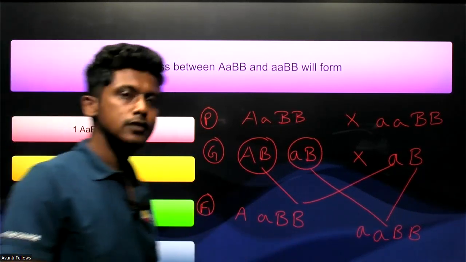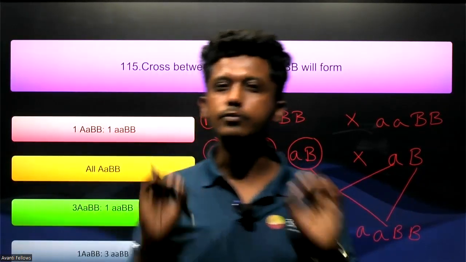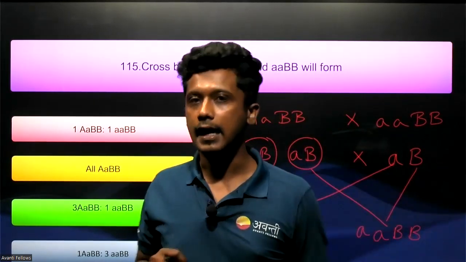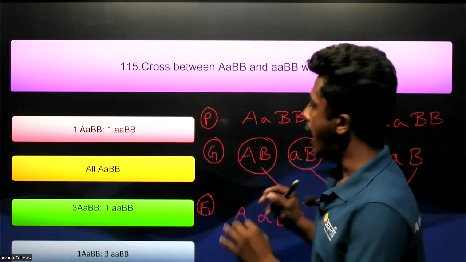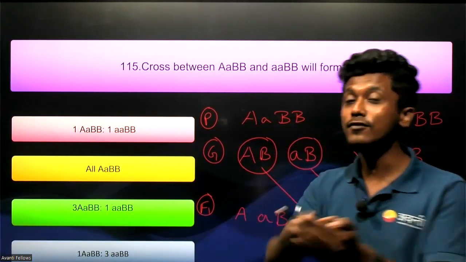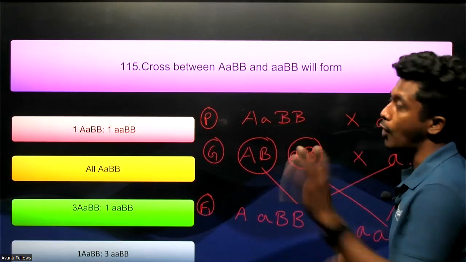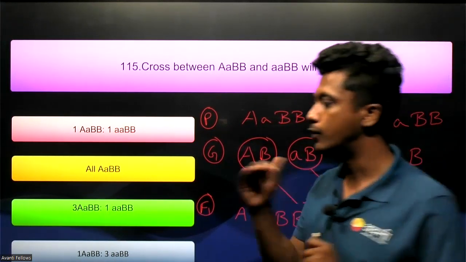Got it? So this question can be answered by just observing the parental alleles or the genotype of a parent. If you look at the genotype of the parent and properly gather what type of gametes would be produced, the probability of you getting the answer right would be very, very high. Okay, let's go for the next question.